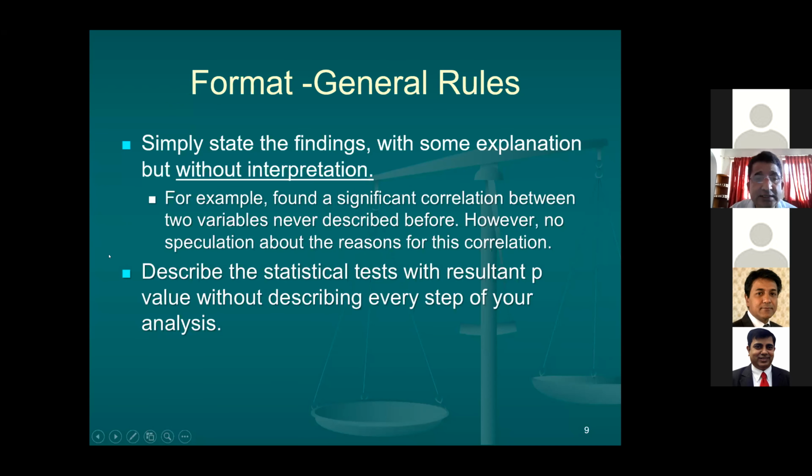And the next step is we describe the statistical test with result and p-value without describing every step of your analysis. Another thing we have noted while reviewing manuscripts is that people write in detail the steps of the statistical test. This is not required for our clinicians. What we need to say is what test we applied. For example, if we applied the chi-square test, we just say that the chi-square test result showed that the relationship between two variables was significant with a p-value of, for example, less than 0.0001. This is all we need to write.